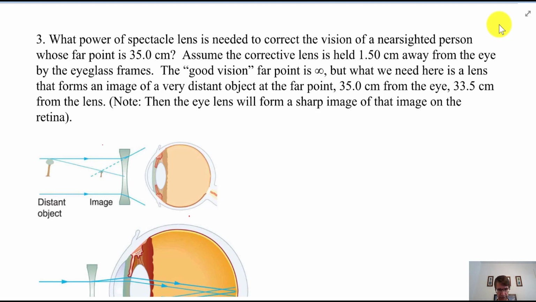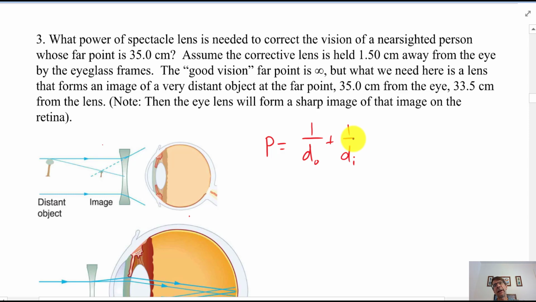And these are the problems that become a little bit more challenging. You have to think a little bit more deeply. We still will be using the equation power equals 1 over d sub O plus 1 over d sub I. Just as kind of a refresher, this person has a far point of 35 centimeters, which means that's as far as they can see clearly, but beyond 35 centimeters, things are fuzzy. They can't see out to infinity.